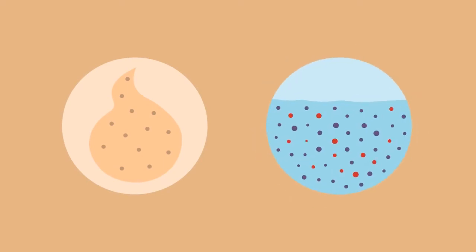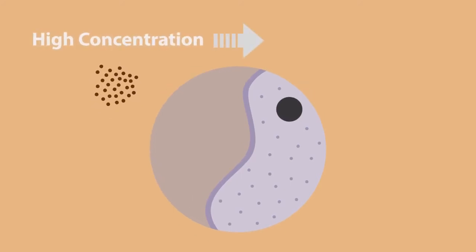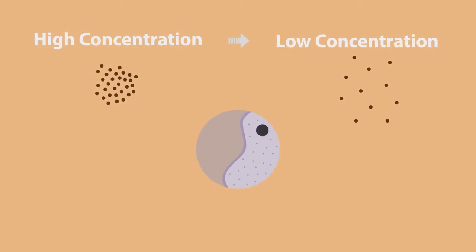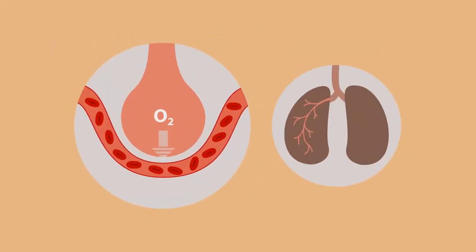Diffusion is seen throughout nature and allows substances to pass into or out of cells across the cell membrane. But they must be dissolved, and there must be a concentration gradient so that they can move from high concentration to low concentration. Gas exchange in the lungs, so oxygen moving from the alveoli into the blood and carbon dioxide from the blood into the alveoli, are both great examples of diffusion.